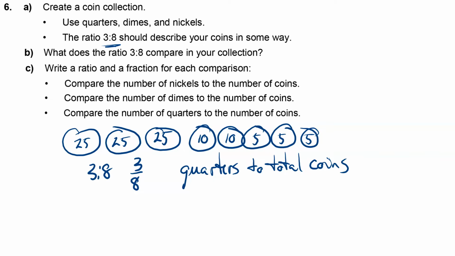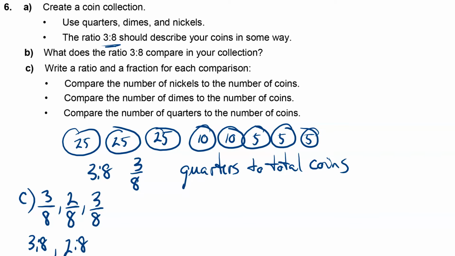Part C says we're supposed to write a ratio and a fraction for each comparison. Compare the number of nickels to the number of coins. So the number of nickels in my case is 3 compared to the total number of coins, which is 8. The next part says to compare the number of dimes to the number of coins, and that is 2 out of 8. And compare the number of quarters to the number of coins. Well, that's what we started with, which was 3 out of 8. Remember, we could have written those ratios as 3 colon 8, 2 colon 8, and again 3 colon 8.